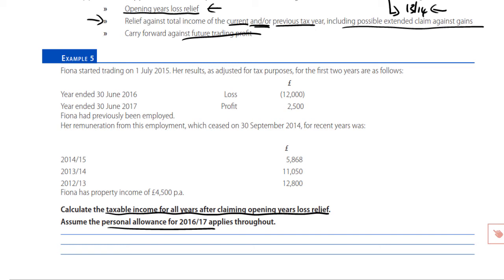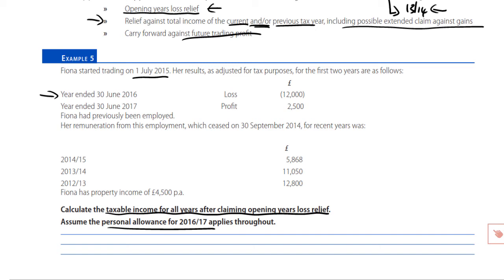So, Fiona started trading on 1st of July 15, first period. Fortunate here, look, we've been nice to you. The first accounting period is a year. That means that in working your basis of assessment in opening years becomes a whole lot easier if you start with a 12-month period.